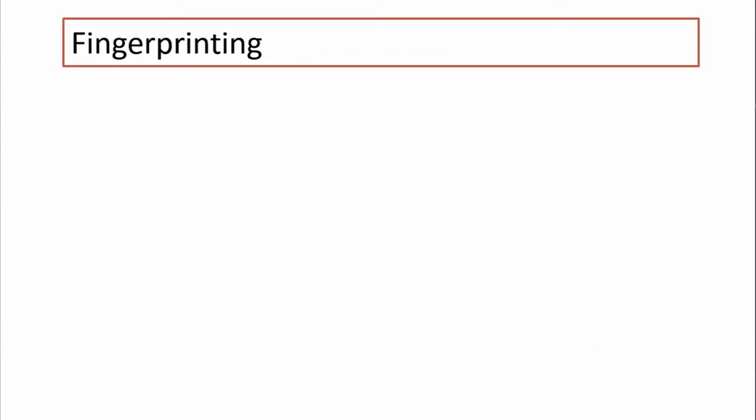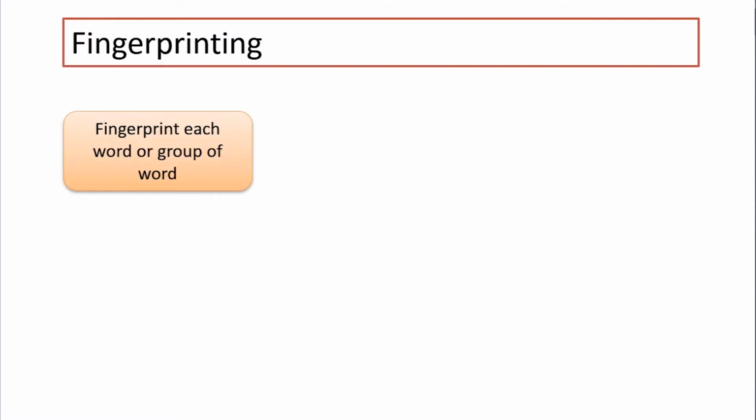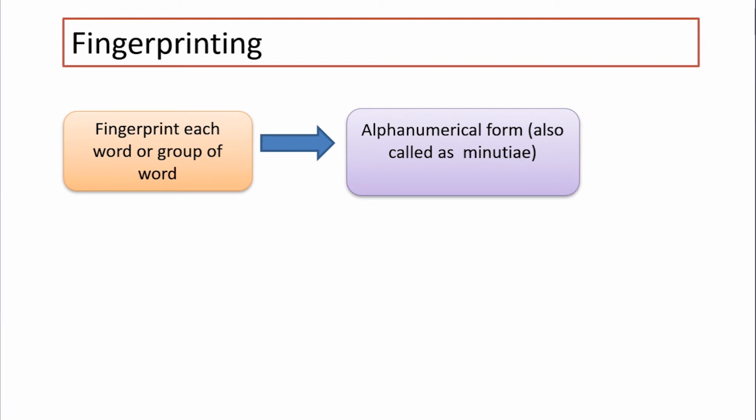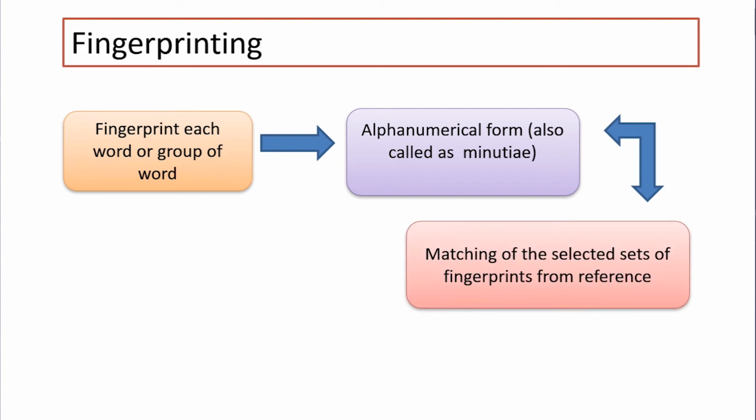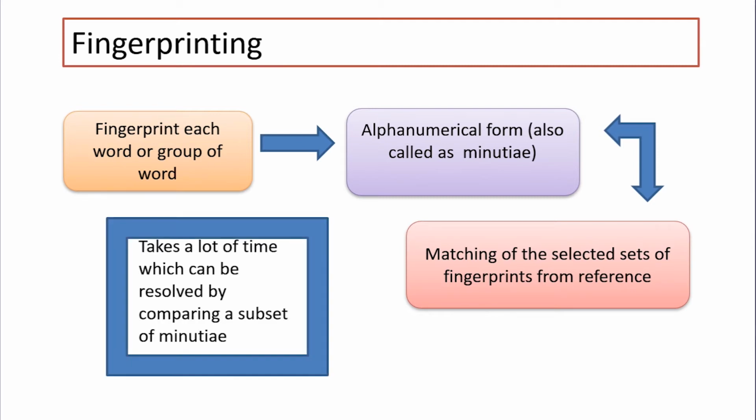Now let's see fingerprinting. How does fingerprinting detect plagiarism? What happens when we submit any text document for a plagiarism check? The fingerprint of each word or group of words is generated by the software, in the form of alphanumericals, and it is also called minutiae. Now the software matches the selected sets of fingerprints with the available reference data coverage. Fingerprinting takes a lot of time, and that can be resolved by comparing a subset of minutiae.